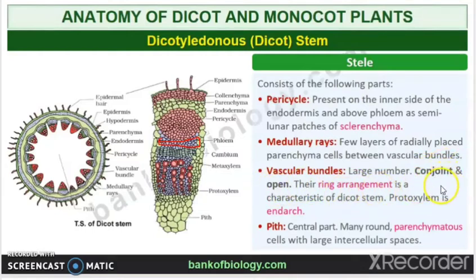Conjoined means they are present in the same radius, right? So they are found on the same radius. They are not present on alternate radii. They are present on the same radius, and they are open also, which means that they have cambium in them.